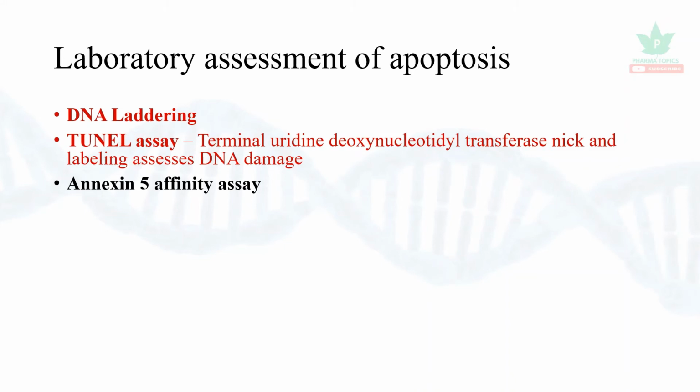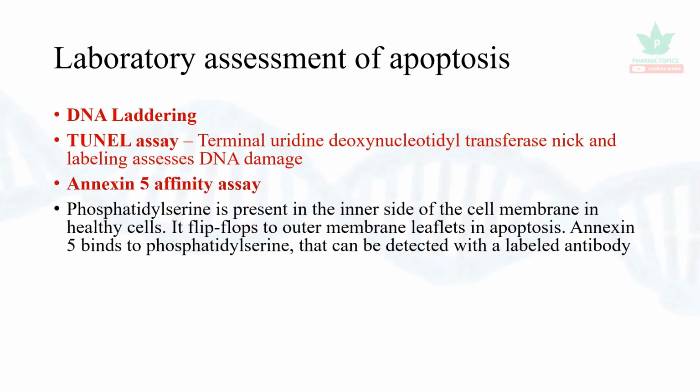and annexin 5 affinity assay. Usually the cell membrane contains phosphatidylserine at the inner surface of the cell membrane. In case of apoptosis, it flip-flops to the outside of the cell. Then that is recognized by annexin 5. When it is labeled with an antibody, we can detect the apoptosis through this assay.